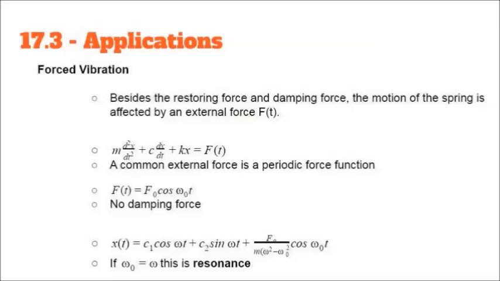x of t is equal to c1 cosine omega t plus c2 sine omega t plus f naught over m times omega squared minus omega naught squared, times cosine omega naught t. If omega naught is equal to omega, there is resonance.